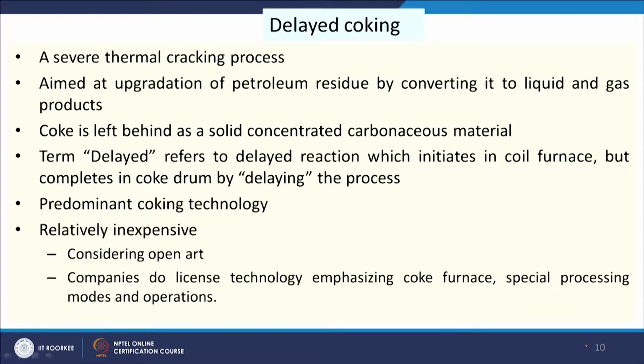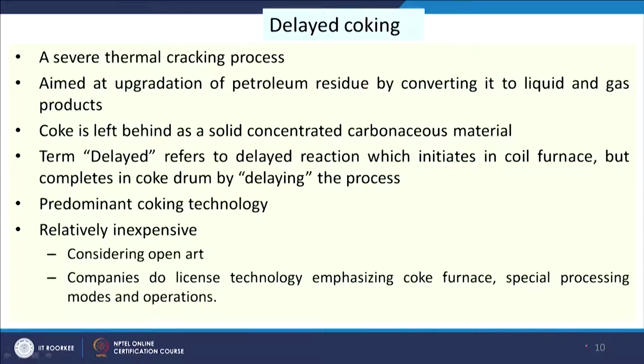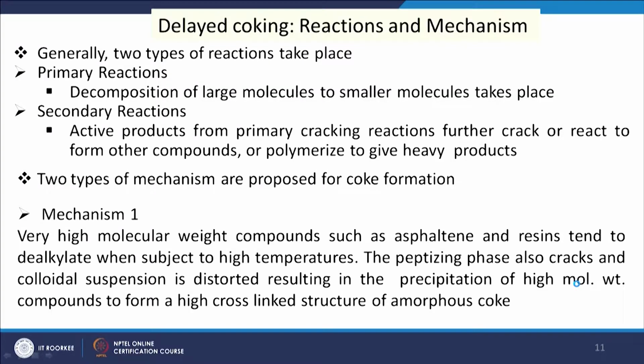So, this delayed coking technology, particularly for the needle coke production, is a combination of art and technology. And already this delayed coking technology is an open art, it is known to everybody, but companies do license technology emphasizing coke furnace, special processing modes and operations. So, these are the areas where the companies vary from one to another among the technology licensors, and they have more focus on these areas. And in this case, generally two types of reactions can take place. One is your primary reactions and another is your secondary reactions.